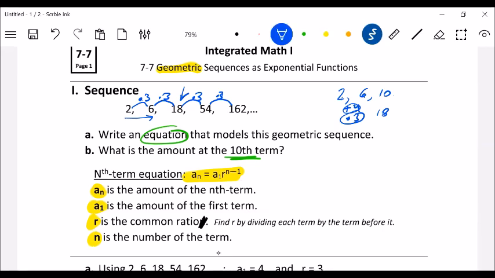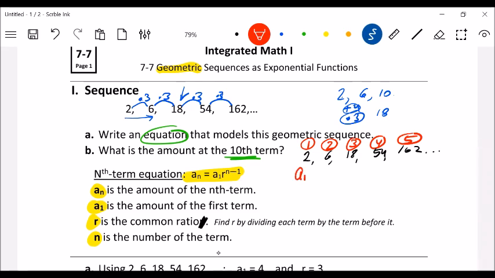So the amount of the nth term we don't know yet. And here's what's happening. I'm going to rewrite these to show a little bit about it: 2, 6, 18, 54, 162. This is the first term. Here's the second term, the third term, the fourth term, the fifth term. So 2 is the amount of the first term. 6 is the amount of the second term. 18 is the amount of the third term. 54 is the amount of the fourth term. And here we have the amount of the fifth term.